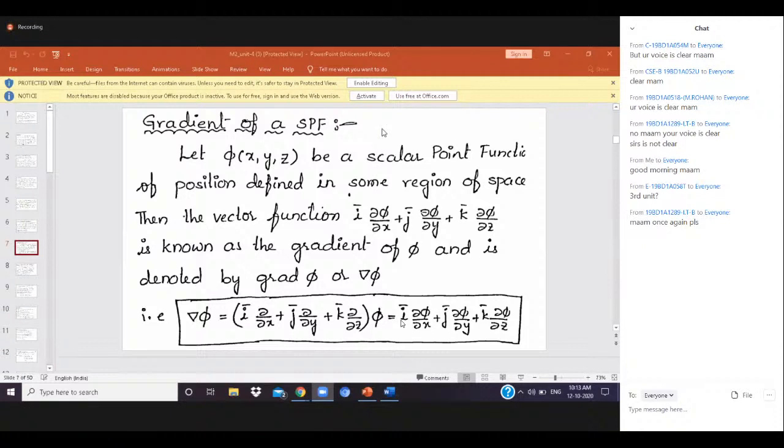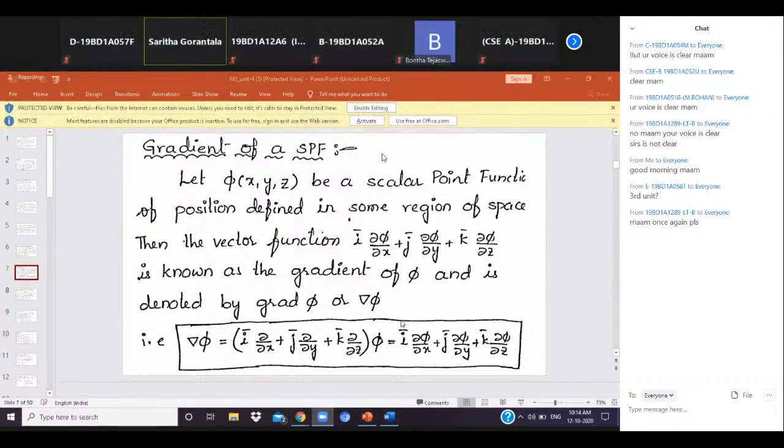If it is the del operator, we just use del phi, it is gradient. Del dot is divergence. Del cross is curl. So there are three definitions depending on this vector differential operator del. So in the question, first observe what relation is given with del: directly del phi is given, or del dot is given, or del cross is given.